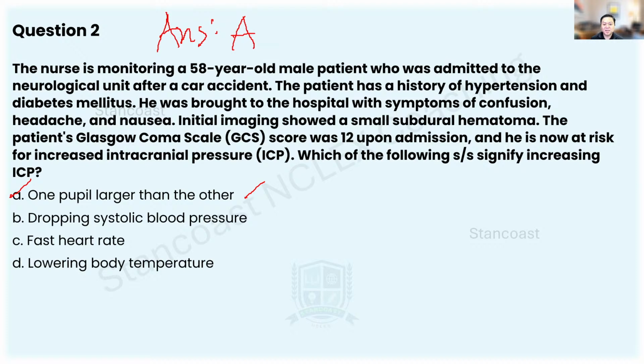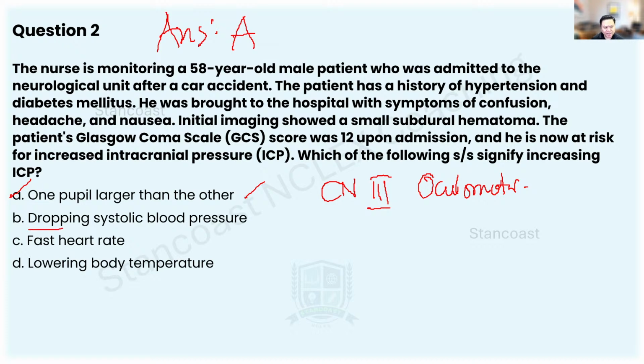Now, the patient has inequality of the pupils because of the possibility of compression on the cranial nerve number 3. What is this? The oculomotor nerve. This is going to cause that inequality in the pupil size. Cranial nerve number 3, which is oculomotor. So it can lead to, as well, the shifting of the brain tissue into the other side.